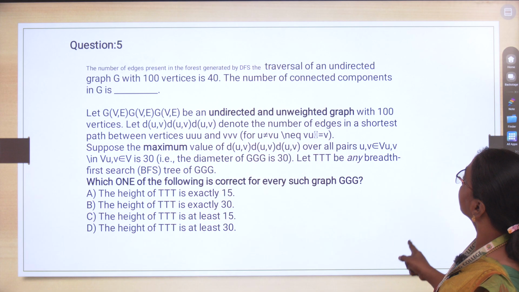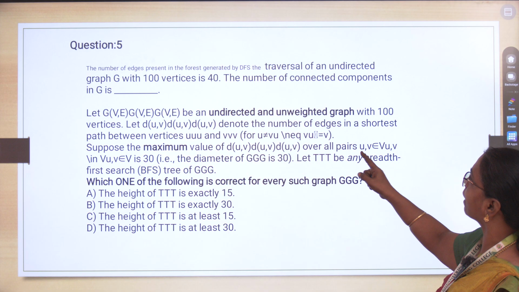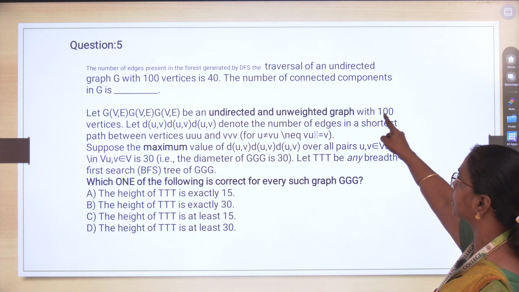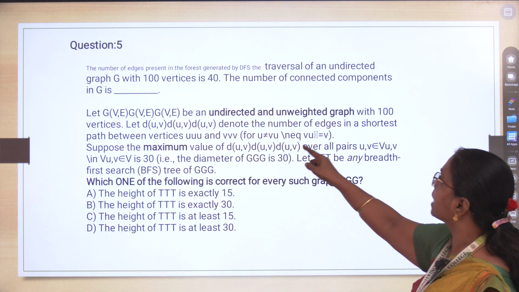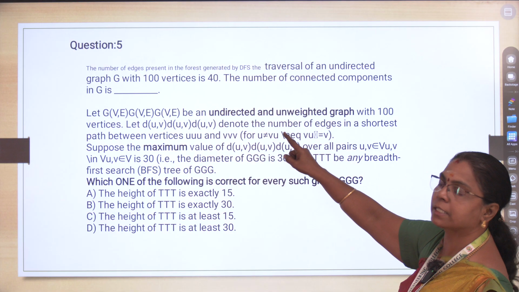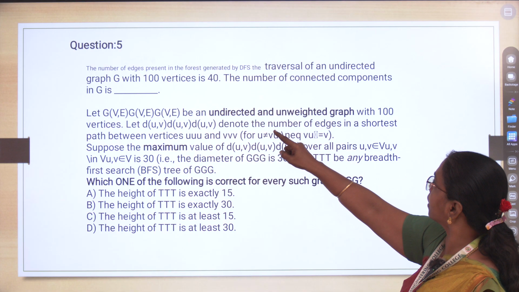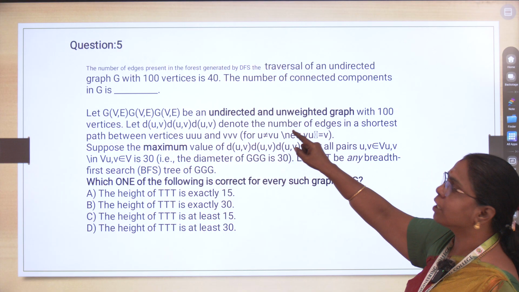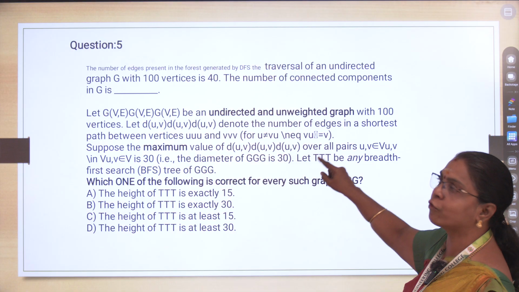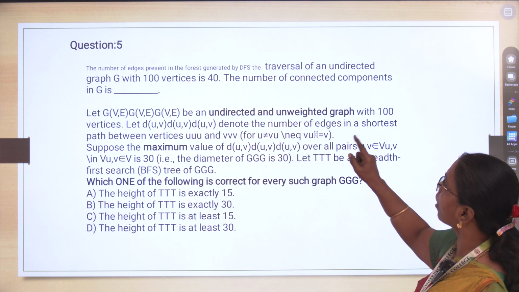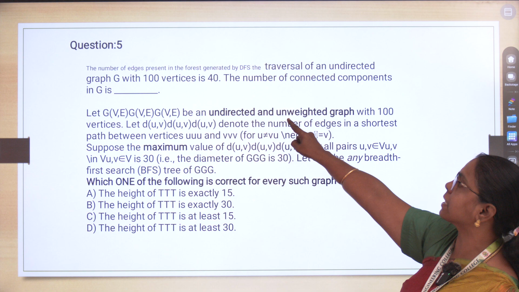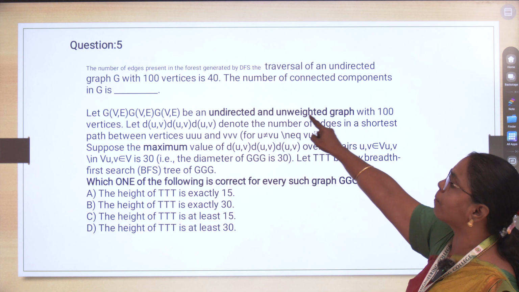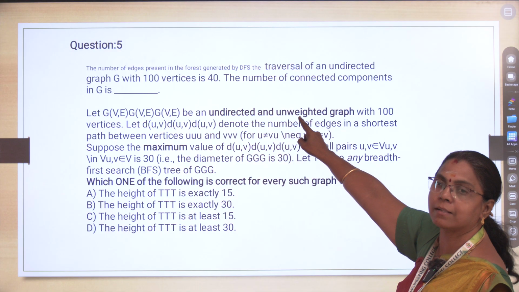Then the traversal of an undirected graph, here using 100 vertices and 40 edges. So the number of connected components in this requirement: the total number of vertices is 100 and the number of edges is 40. So in the undirected graph, edges is equal to V minus C, vertices 100 minus connected components. So 100 minus 40, the answer is connected components of G is 60. So the answer is 60.